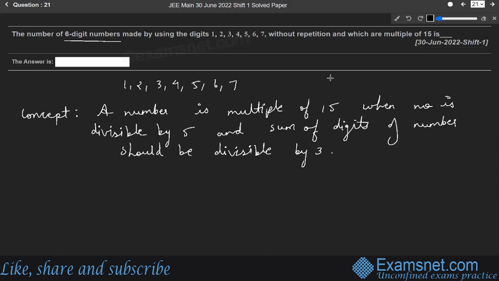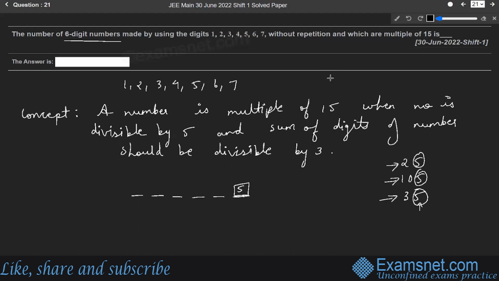And we know that a number is divisible by 5 only when the unit place consists of 5. For example, let us consider the numbers 25, 105, 35. All these numbers are divisible by 5. Why? Because the unit place consists of 5. So one thing is clear, that the unit place will be fixed with 5. We have to form a 6-digit number from 1, 2, 3, 4, 5, and 6. So the last place, which is the unit place, will be fixed with the number 5 since the number should be divisible by 5.